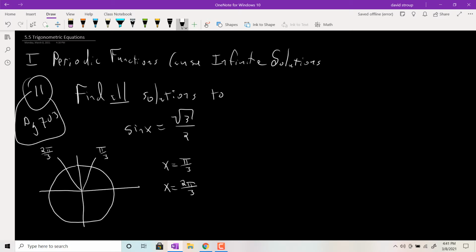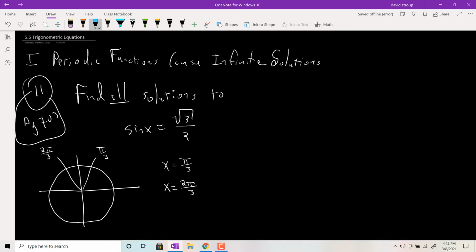Okay, and then the other solutions, there's an infinite number of them. How do I get those? Well, you just add multiples of 2 pi onto these two primal solutions. Kind of like the origin solutions, the main solutions from which you can get all other solutions. The base solutions, the basis, right? So how are we going to write that out?